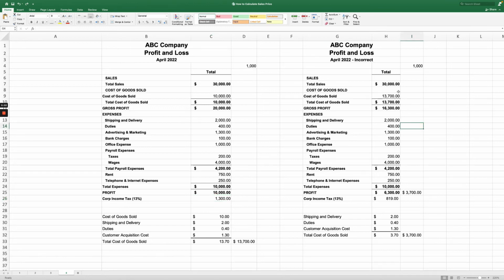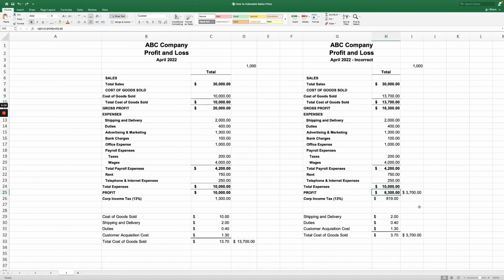This is the incorrect way to calculate it, and I've mentioned this previously as well, where people, instead of having cost of goods sold, shipping and delivery, duties and taxes all separate, what they do is they add the shipping and delivery, duties, and the customer acquisition cost. They add that into the cost of goods sold, which is incorrect because you're double claiming the expenses. You're already claiming the expenses here, and then you're also claiming the expenses over here again. So you're double claiming the expenses, which obviously will show less profit because you have more expenses.